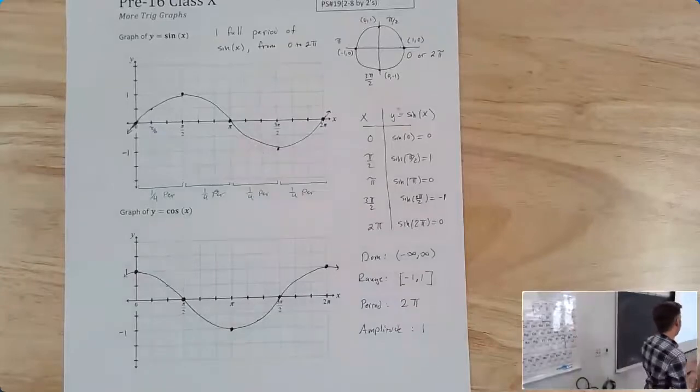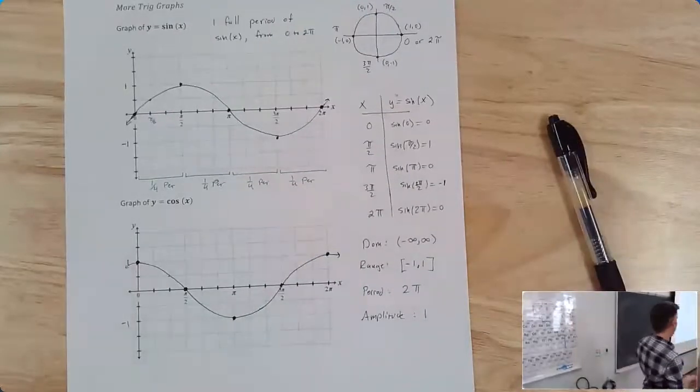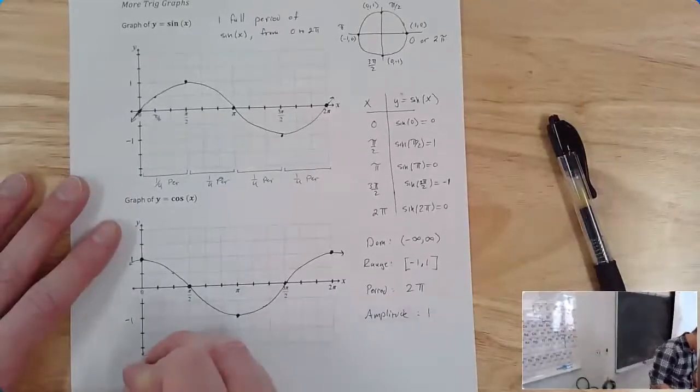But they do offer different things, so we graph them both. There's not a whole lot to say about cosine that we haven't already said about sine. It's got the same domain, same range, the same period, same amplitude. And all of the important points that I think about are also a quarter of a period away from each other.